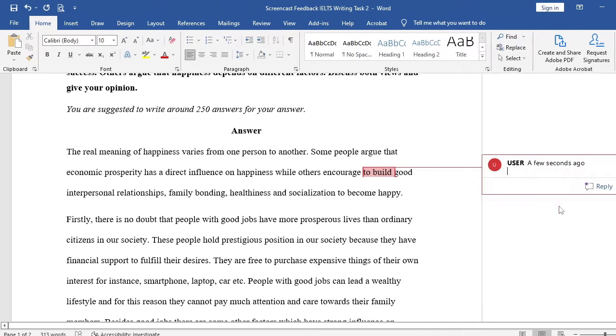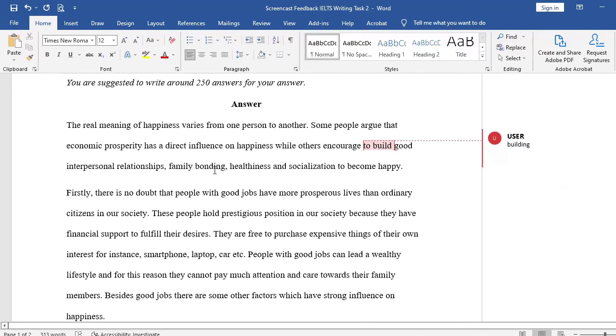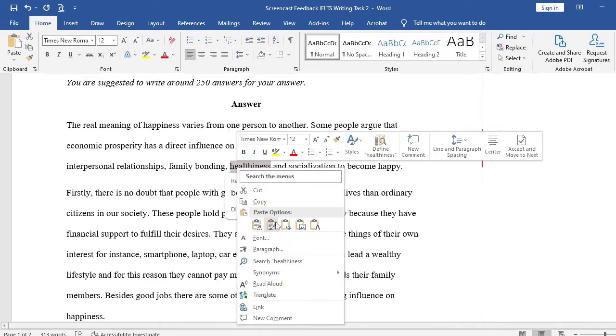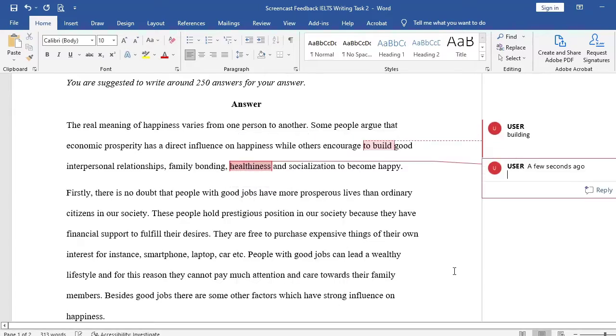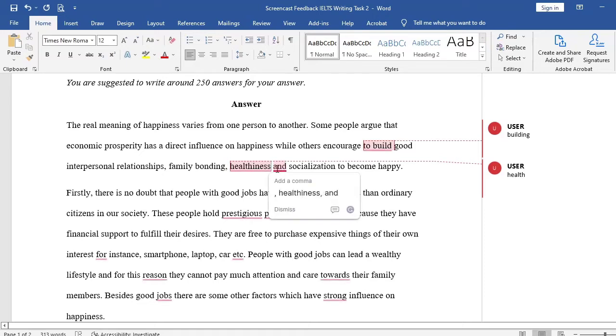All right, so building, it should be building instead of to build. And then family bonding, healthiness and socialization, it should be health, it's not healthiness, health. And here it's good to give a comma before and, which Grammarly is showing, but it's not mandatory.